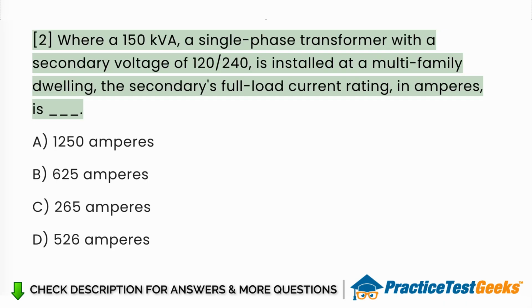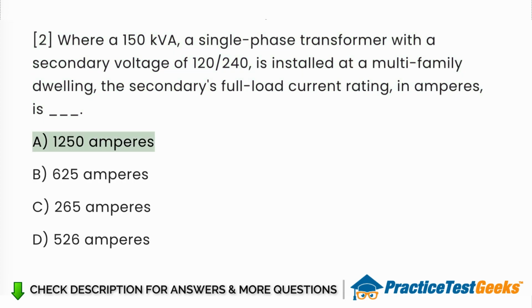Where a 150 kVA, single-phase transformer with a secondary voltage of 120-240 is installed at a multifamily dwelling, the secondary's full load current rating, in amperes, is A. 1250 amperes. B. 625 amperes. C. 265 amperes. D. 526 amperes.